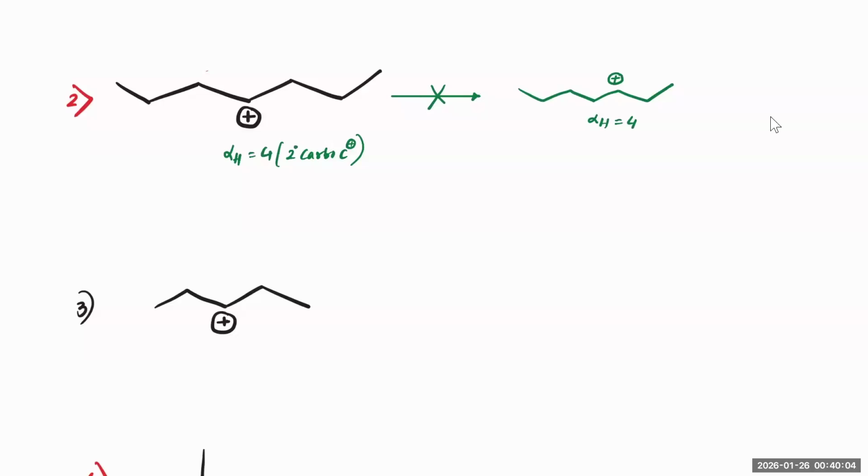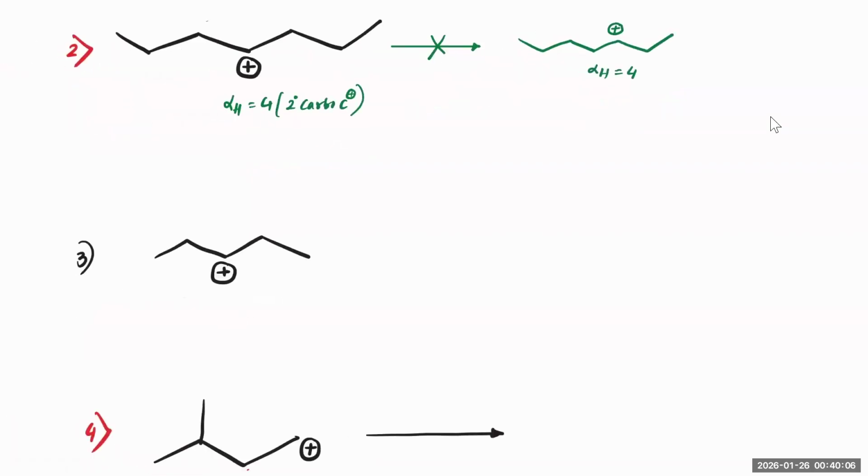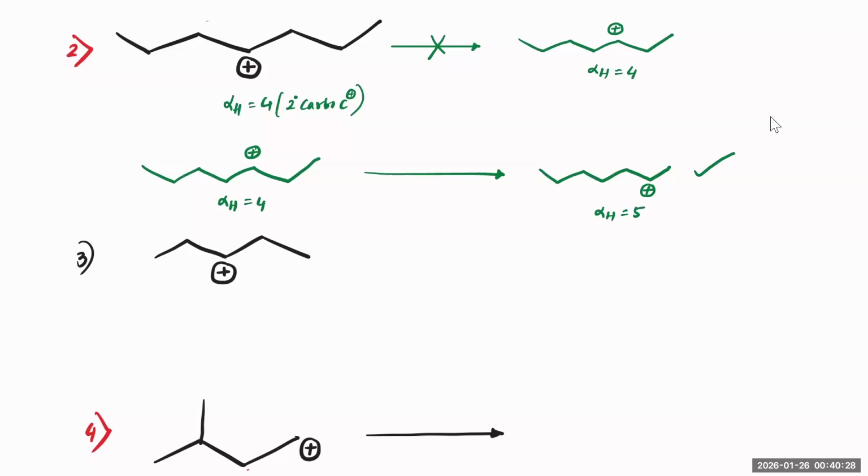There always has to be increasing alpha hydrogens or increasing stability. Now, what if I say that the starting carbon is this way, the one which has been given here. Carbocation is present here. Alpha hydrogens would be 4 in this case. And will it undergo rearrangement? Well, let's see. Suppose the carbocation comes to this position, now the number of alpha hydrogens will be 5. So yes, in such a case the rearrangement is possible.